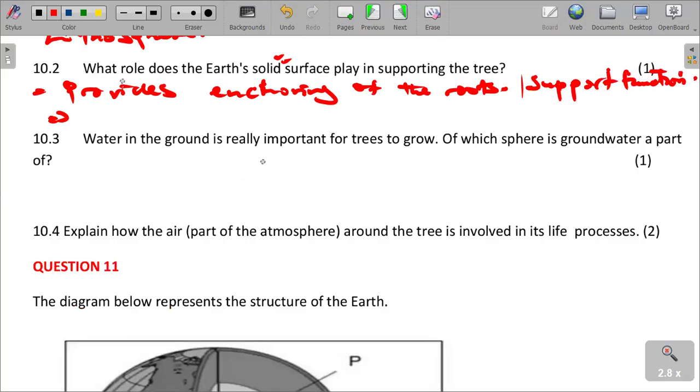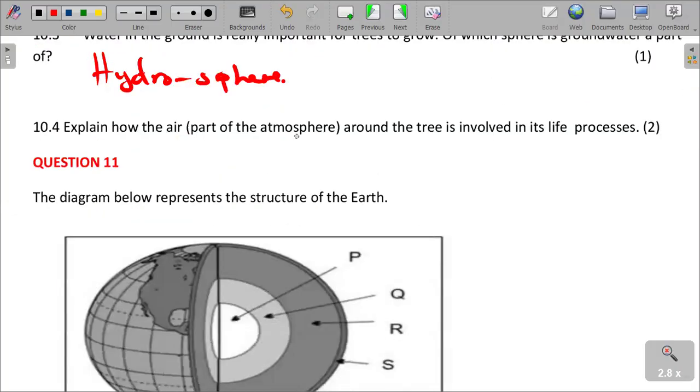Water in the ground is really important for tree growth. Of which sphere is the underground water a part? Obviously, you know that it is part of the hydrosphere. Hydro means water. So it is part of the hydrosphere. That is one thing that you need to understand.